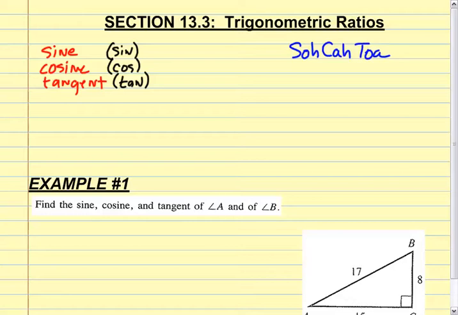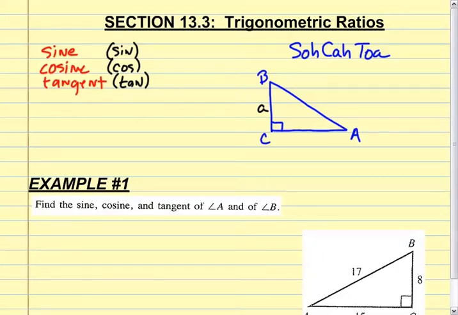Let me draw a right triangle as best I can here. You'll get the idea. Okay, there's my right angle. I'm going to call this angle A, B, and then this one angle C. And then I'll change the color, and in lowercase letters, I'm going to label the sides. This is side a, the side opposite angle A. We'll call that side a.